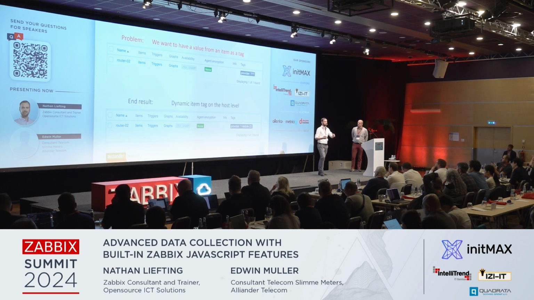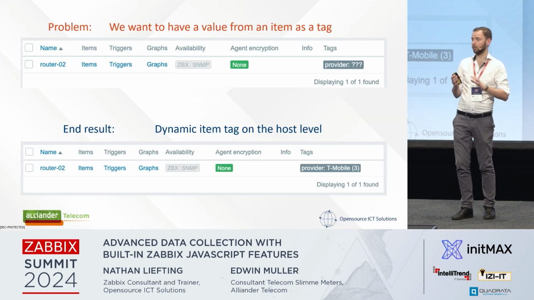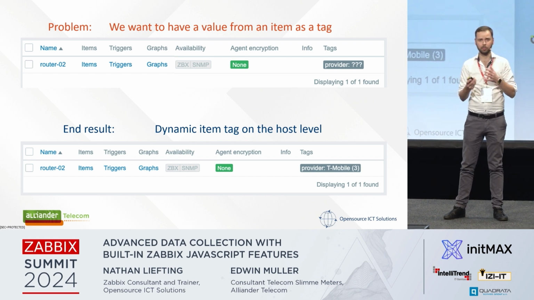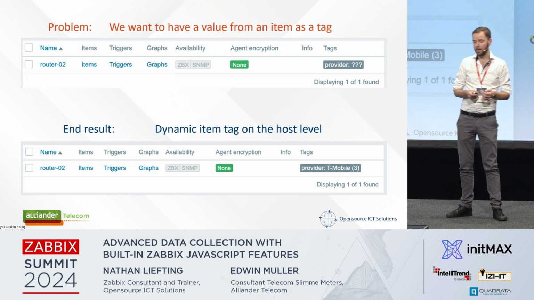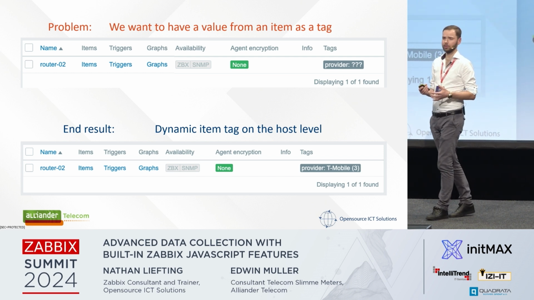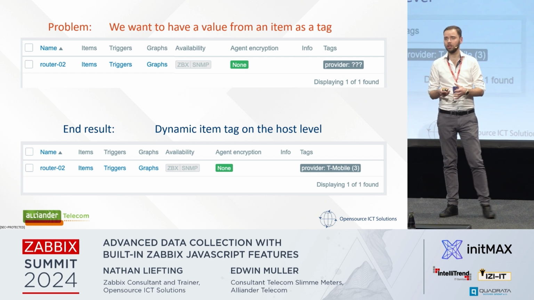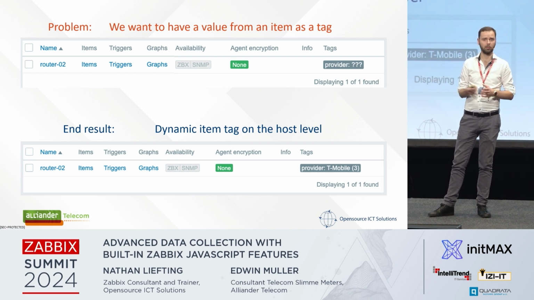Now we are presented with a little bit of a problem, because Zabbix has a plethora of features, but one of the things that we were missing in this case was some customizability that we had to do to get around it. For example, when you're using these eSIMs, it is quite useful to know what provider is currently being used by one of these routers. So that's the problem that we were presented.